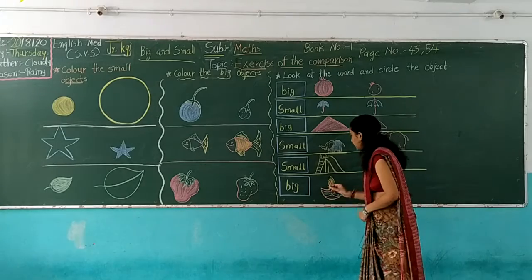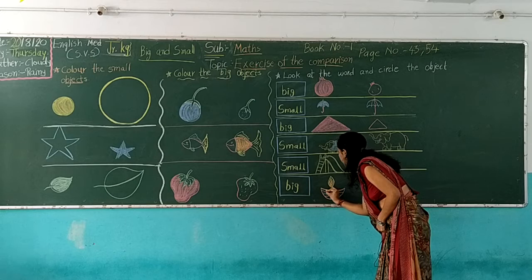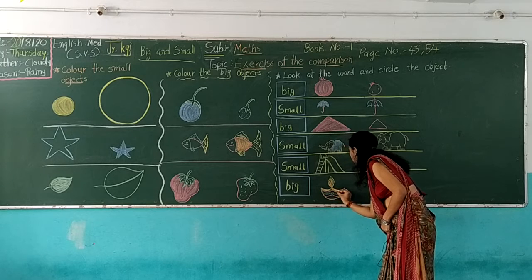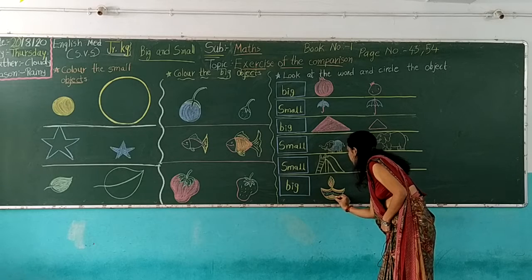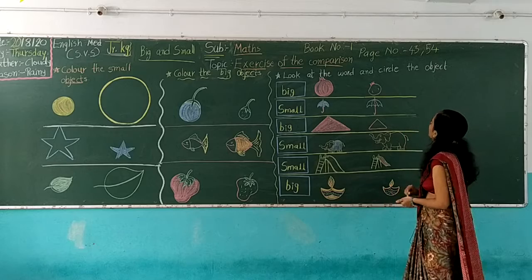So color this big object. Don't go out of the line. And color only the big deer.